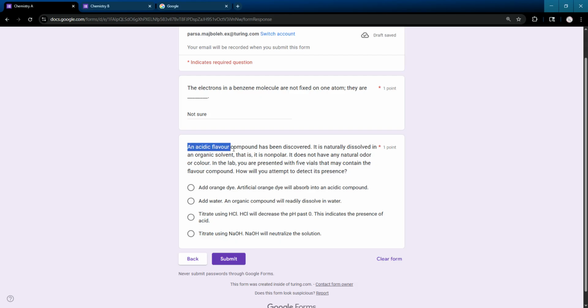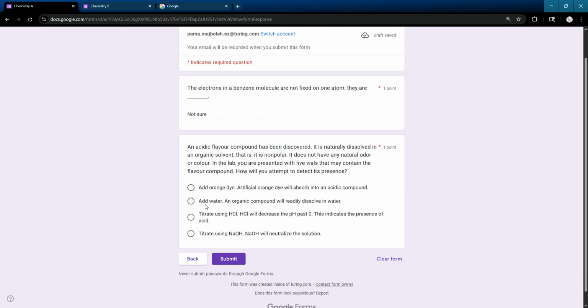A flavor compound has been discovered. It is naturally dissolved in an organic solvent, that is, it is non-polar. It does not have any natural odor or color. In the lab, you are presented with 5 vials that contain the flavor compound. How will you attempt to detect its presence?